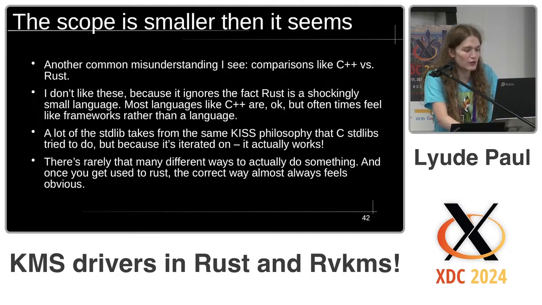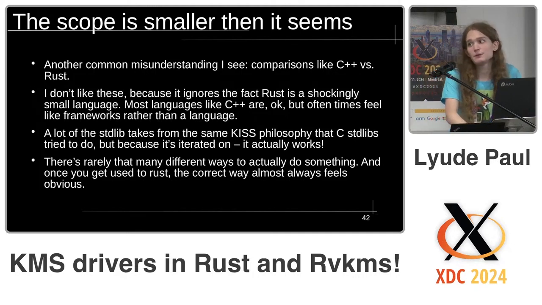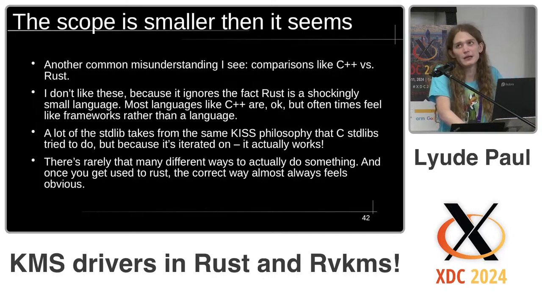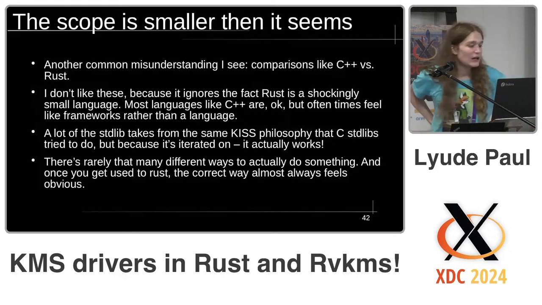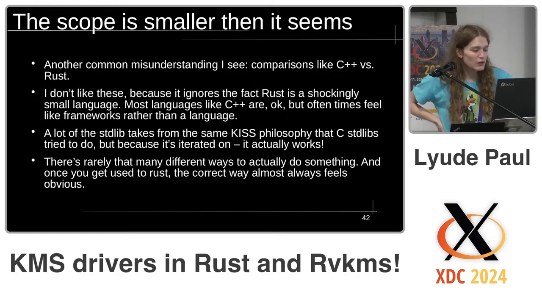And a lot of the stdlib sort of comes from the same KISS philosophy that C standard libraries tried to do, but it's continually being iterated on, not in a way that makes it difficult to maintain compatibility per se, but in a way that actually just makes things easier to work with and less troublesome. And what this leads to is there's usually not a whole ton of different ways to actually do something in this language. So once you actually get used to Rust, the correct way of doing stuff almost always feels obvious.